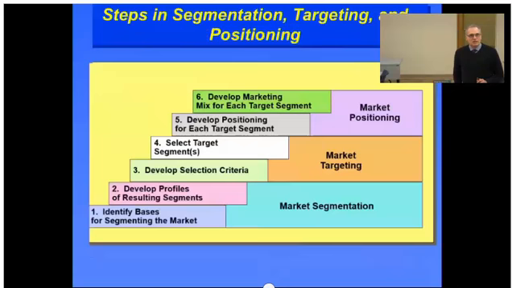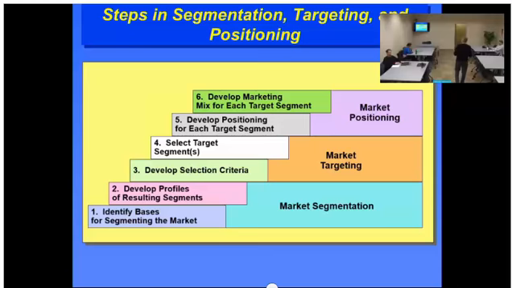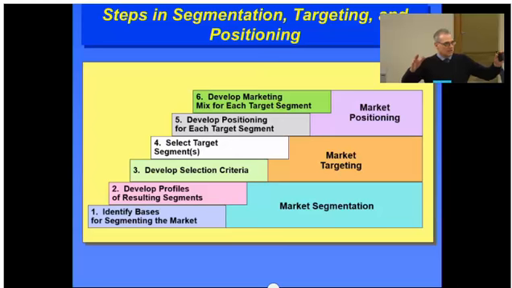All right. So here are the steps in segmentation, targeting, and positioning. The first two have to do with market segmentation. We're going from the bottom up. What criteria are we going to use to segment the market? Once we do that, now we have information on these segments. And you can have as many segments as you want, and each profile will be different. It's up to the firm. Some product lines are going to have very few segments. Other product lines are going to have many segments.